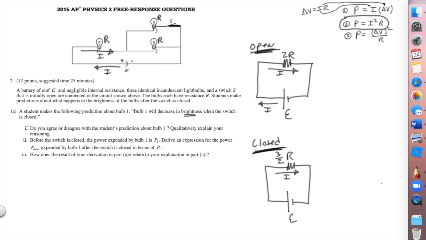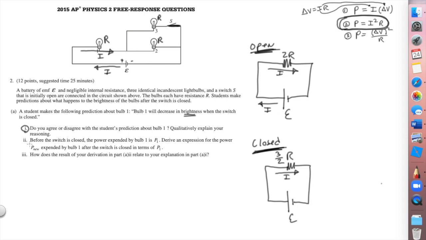So our answer here for this first question is we disagree. Bulb number 1 is going to be brighter. The reason why is when the switch closes, the resistance of the circuit drops. Therefore, current out of the battery increases, which means the current through bulb number 1 will increase. And an increase in current, looking at our second power equation, with resistance held constant will increase the power and therefore brightness of the bulb.